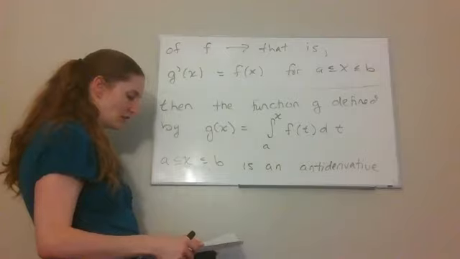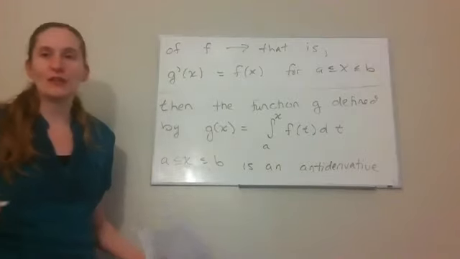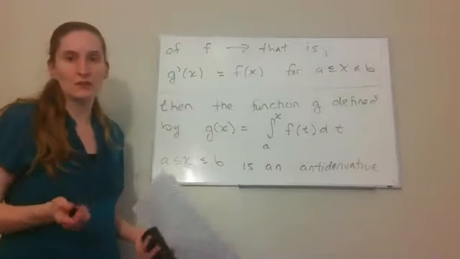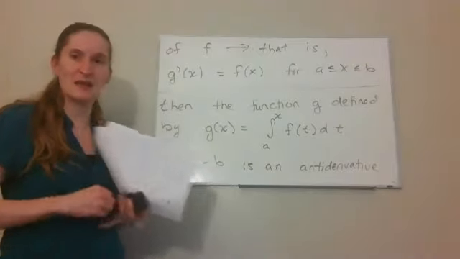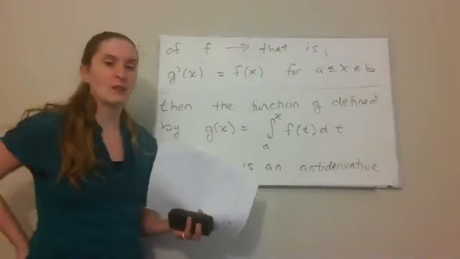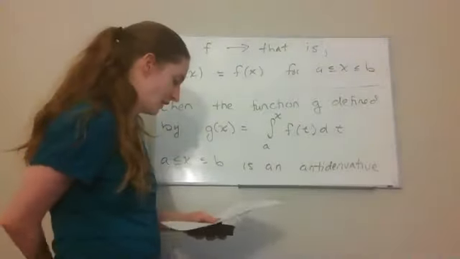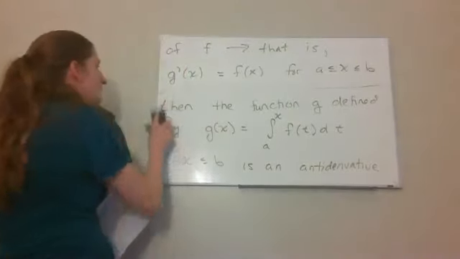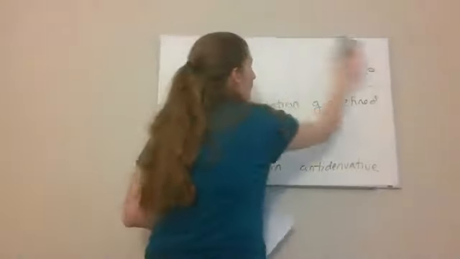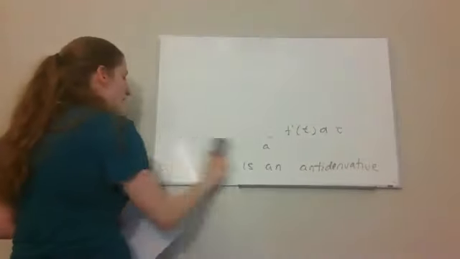Or essentially, this is just saying that derivatives and integrals undo each other, which we already kind of had an idea that was going on. This just helps confirm it. So let's do an example using this part of the fundamental theorem of calculus.